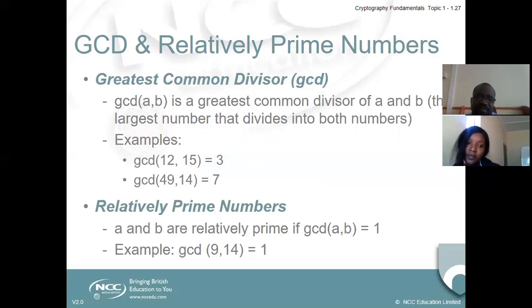Then relative prime numbers. A and B are relatively prime if GCD(A, B) is equal to 1. Example, GCD of 9 and 14. 1 can go into 9.